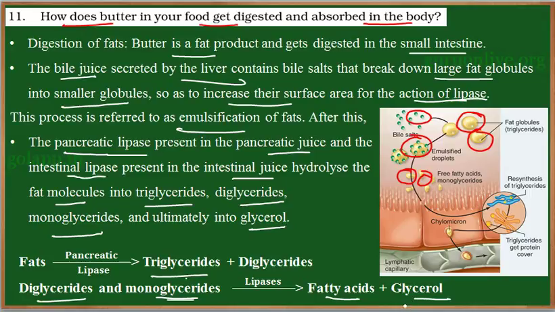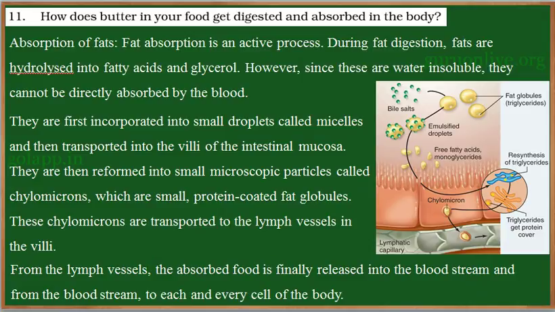So for this digestion, pancreatic lipase and intestinal lipase are required, and before that the fat should be emulsified by the bile juice, to increase the surface area so that the pancreatic lipase and intestinal lipase can act upon it. Now once the fat is digested and reduced to its simpler form, that is fatty acids and glycerol, the next step comes, that is the transportation of these fatty acids and glycerol, and they should be supplied to the various parts of the body.